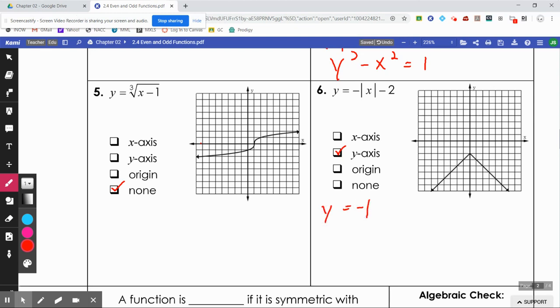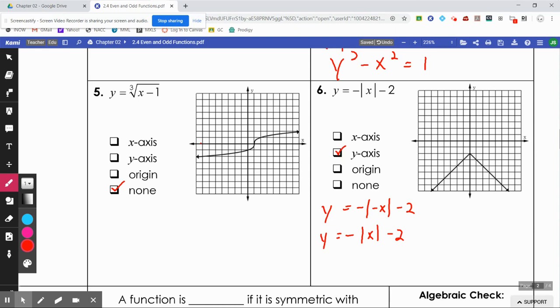So we have negative absolute value of negative x minus 2. And if you take the absolute value of a number, it makes it positive. So the absolute value of negative x and the absolute value of positive x is the exact same thing. So you do get your original back. So therefore, it does check out.